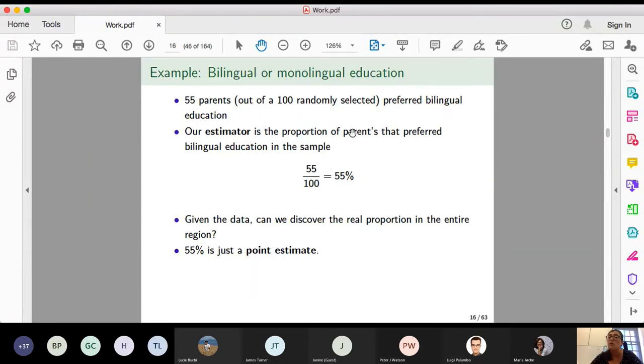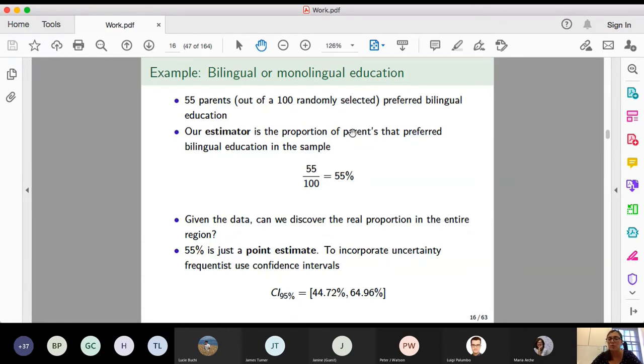So if you take a new sample of 100 parents in the same region, you're most likely going to have a different number for this, right? Because the sample is random. Then when you compute the proportion in this random sample, that number that you come up with is also random. So 55 is just one of them. So how can we take into account this variation from sample to sample, this uncertainty around this estimation? In the frequentist way, this will be by the use of confidence intervals.